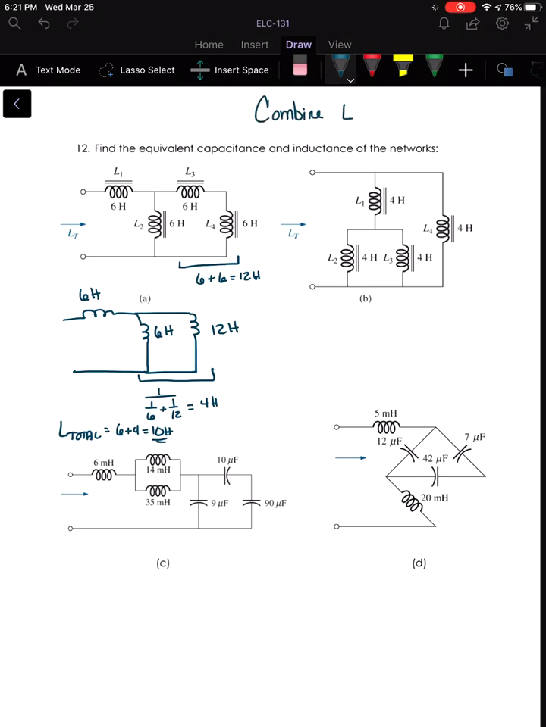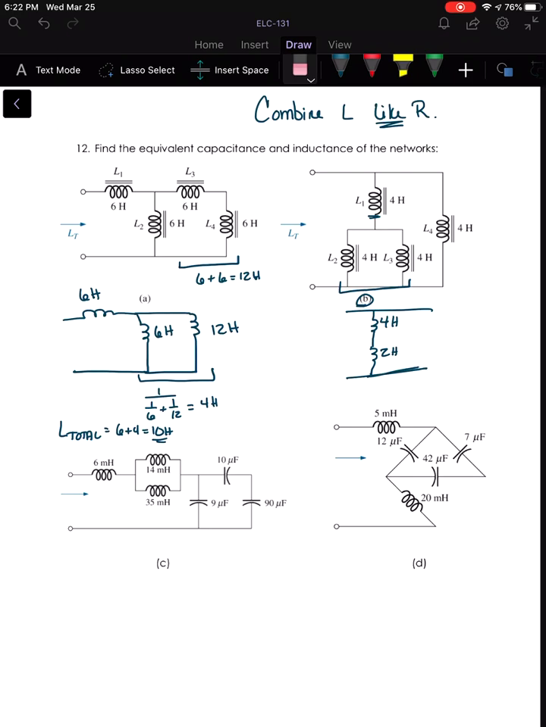So we combine inductors like resistors. Okay, remember the capacitors, we're going to combine those the opposite way we did resistors, but for inductors, they're combined exactly the same way. So for our part B, I'm going to combine our two 4 Henry inductors. They're in parallel. So that means we have that 4 Henry inductor from up here, and this becomes 2 Henries.